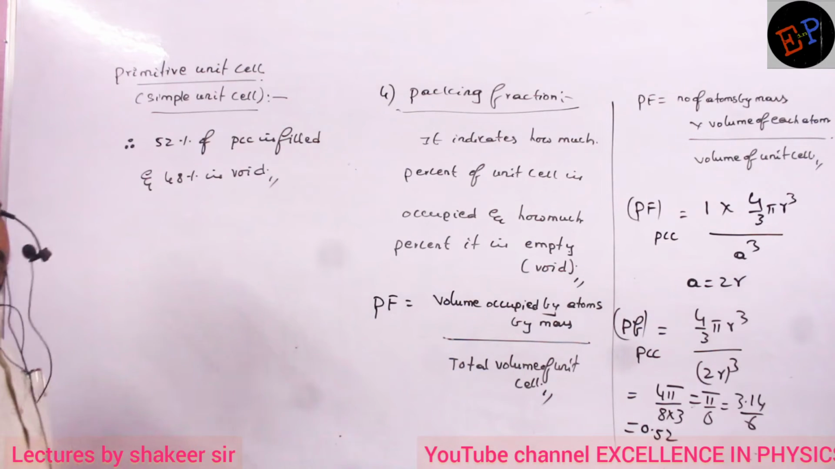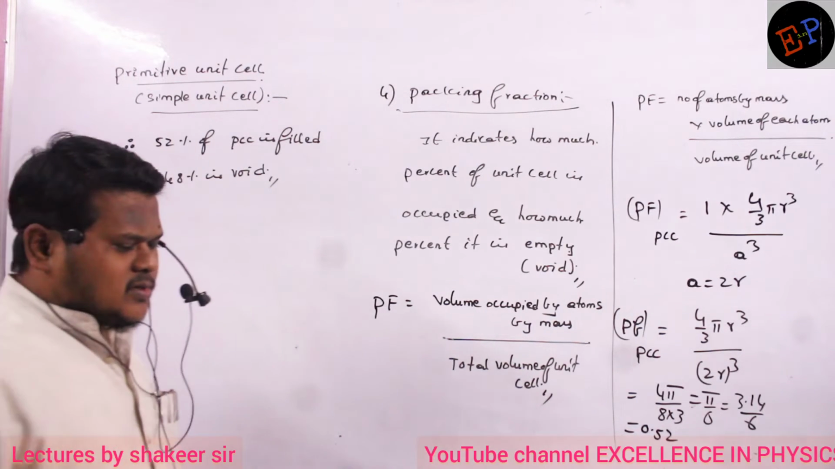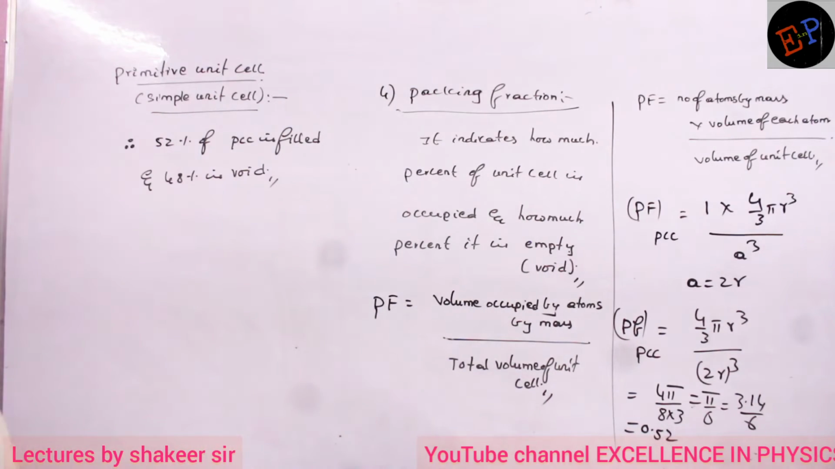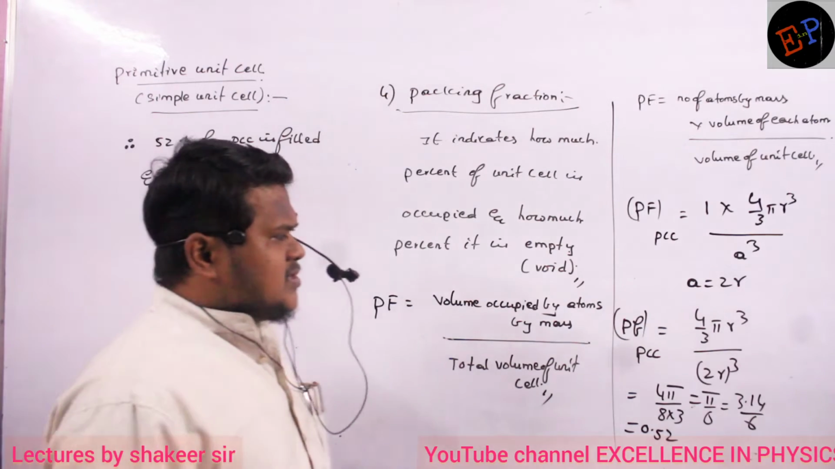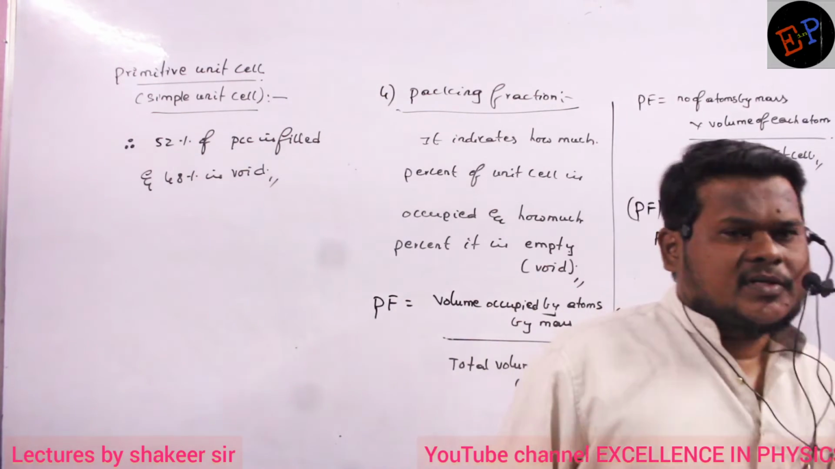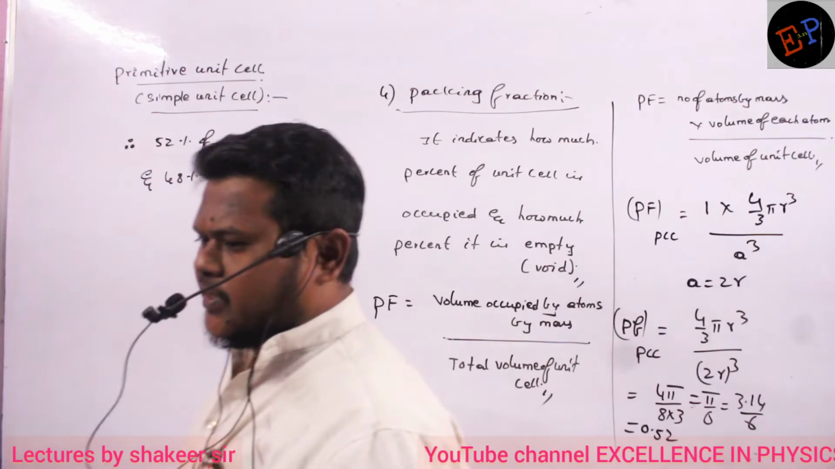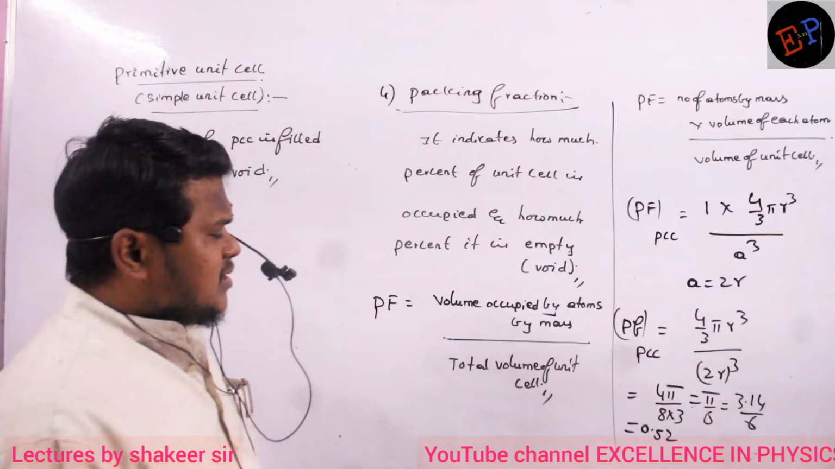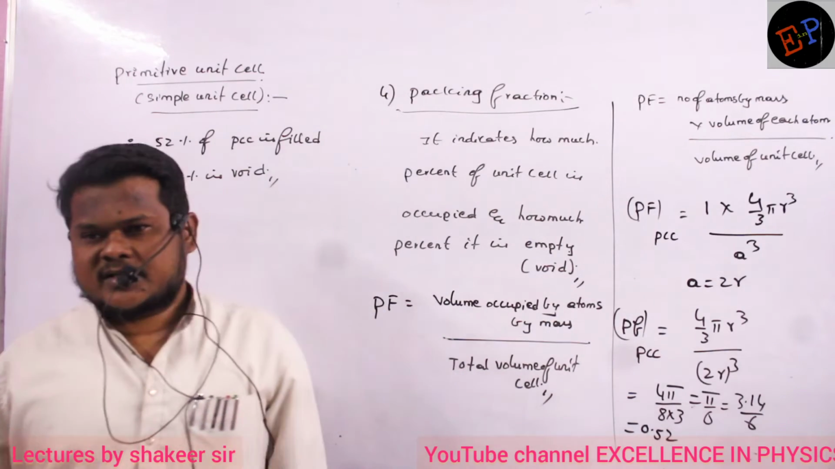That completes our discussion on PCC, the primitive unit cell. Let us revise the primitive unit cell. How many atoms are there in the primitive unit cell? 8 atoms are there. Where are they present? At the corners. Are they touching or not? Definitely they are touching each other.